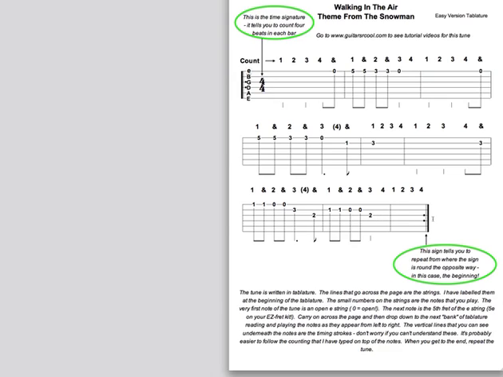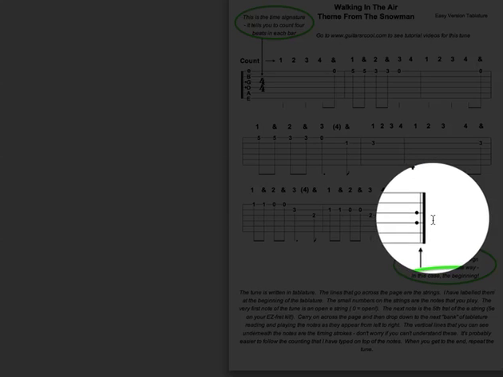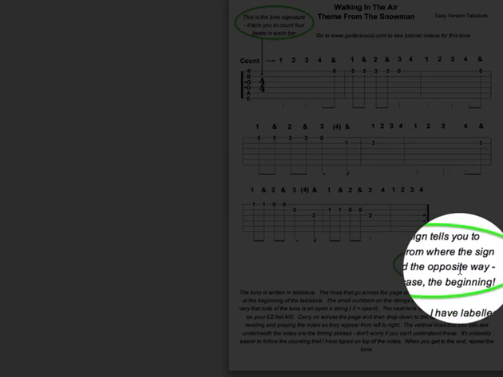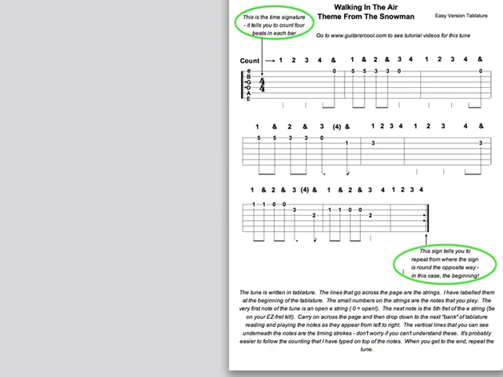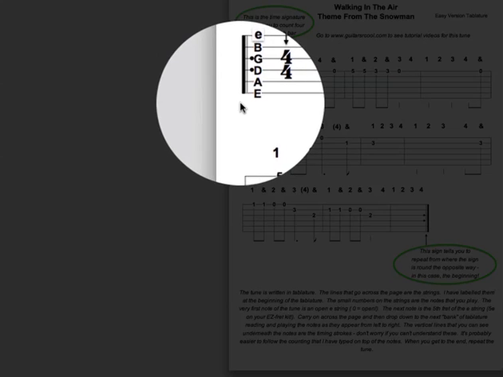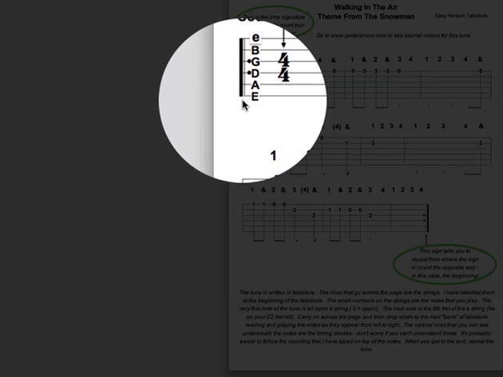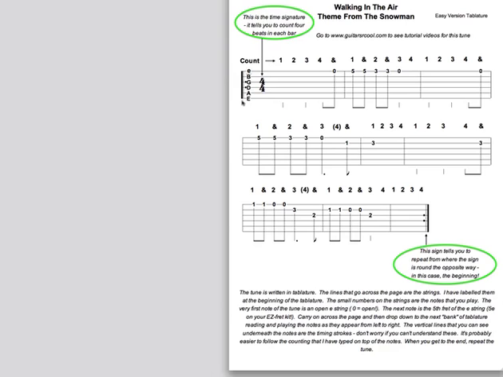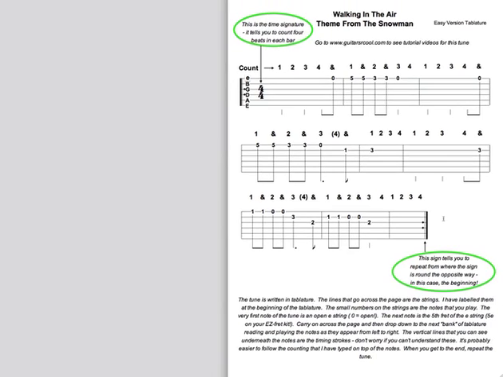You then see this sign, 2 dots, thin line, thick line, and down here I put in this oval, this sign tells you to repeat from where the sign is round the opposite way. In this case, the beginning. So if you look at the beginning of the tune, you can see the same sign, but it goes the other way, thick line, thin line, and 2 dots. And so therefore you will repeat from the beginning. It doesn't always work that way. Sometimes the sign is in the middle of the tune somewhere, but it just happens to be the beginning. So in other words, you're going to play the whole 9 bars twice.